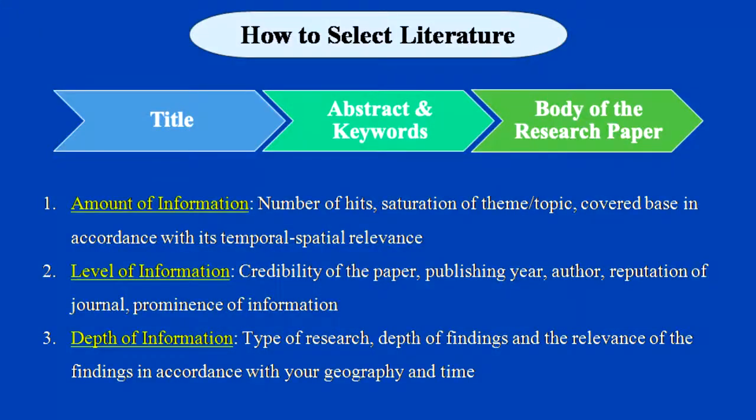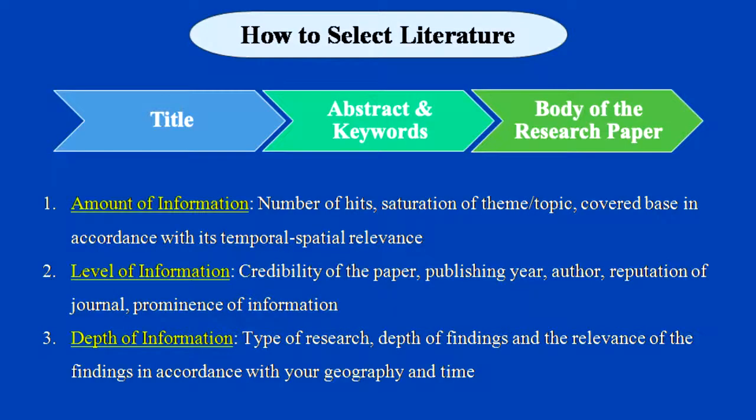Next, we'll talk about how to select literature. Now, when it comes to selecting literature, you should first look at the title of the paper that you're choosing. Then you should look at the abstract and the keywords. The abstract would help you decide if that particular paper is up for you to choose or not. Then after you're done with looking at the abstract and the keywords, from the perspective of what you want, you can look at the main body of the paper.